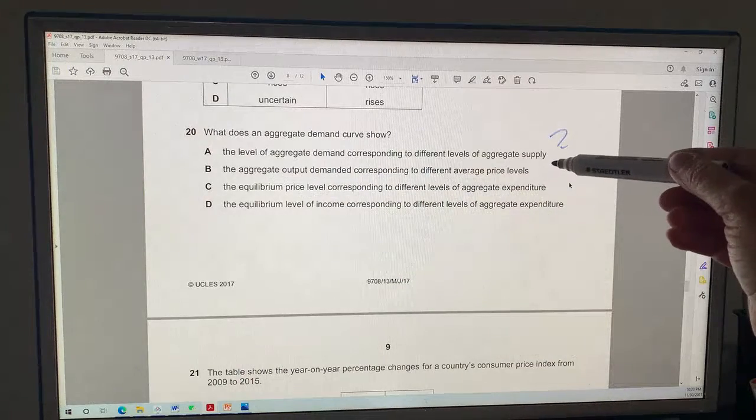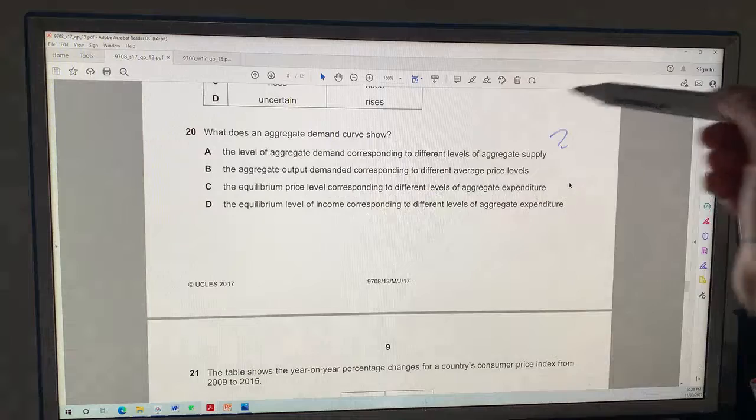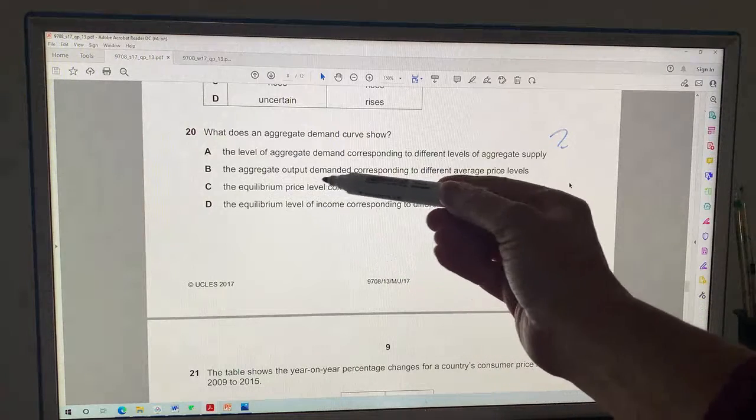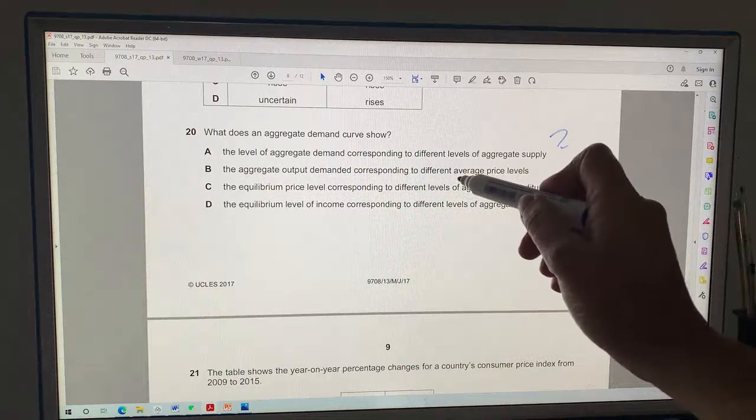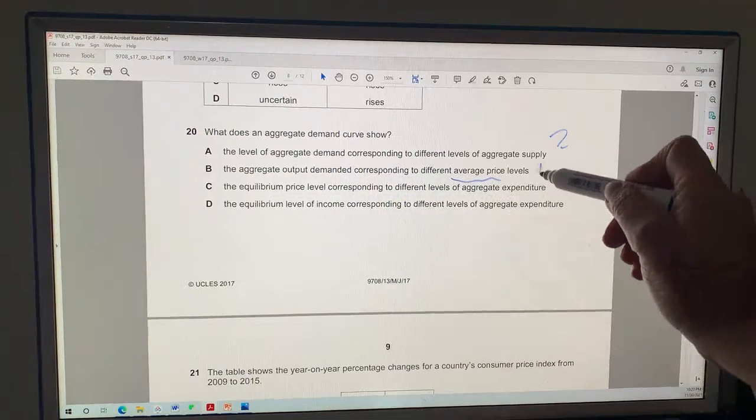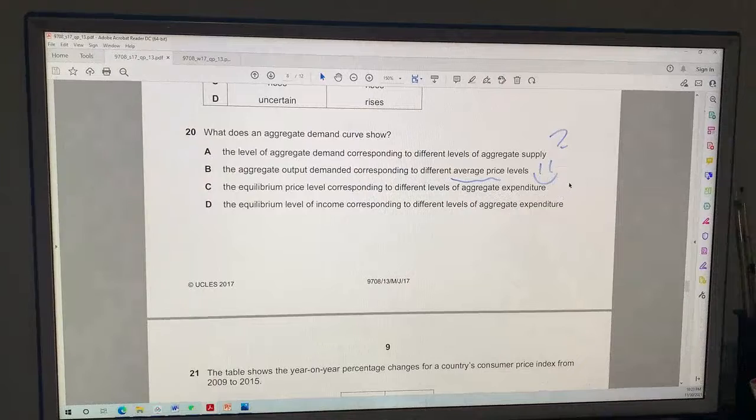The intersection of A would be equilibrium, but A is not the answer. B says the aggregate output demanded corresponding to different average price levels. Wow, I really like that definition. Yes. Sounds like B. How about C?